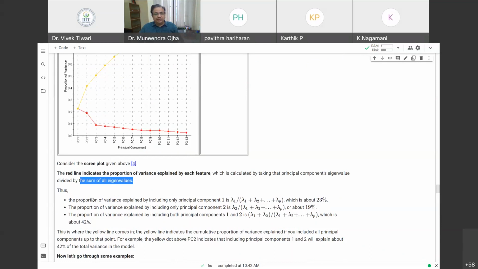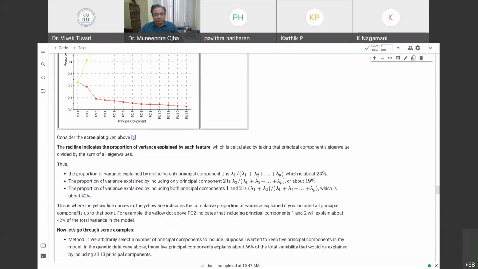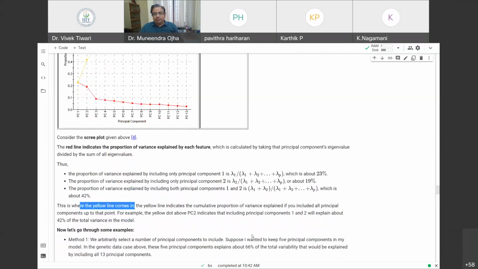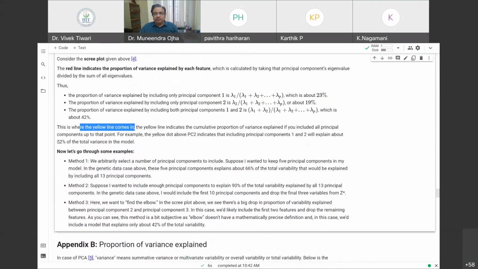So what is happening over here? The proportion of variance explained by including only principal component 1 is lambda 1 upon the sum of all lambda, which is 23%. Then the second is about 19%. The first and second when added give us 42%. This is where the yellow line comes in. The yellow line indicates the cumulative proportion of variance explained if you include all principal components up to that point, right? So these are the methods.